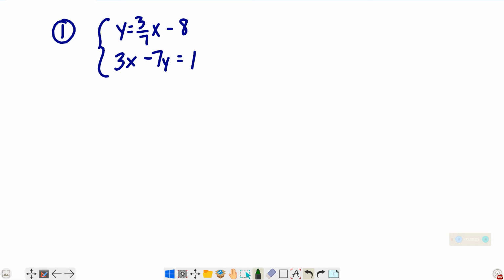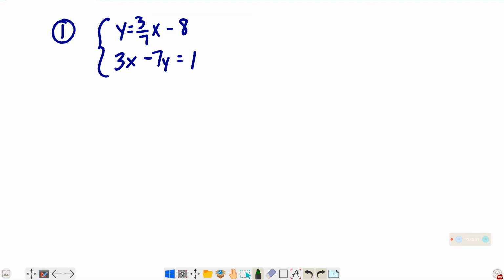In these three problems, we are asked to determine the nature of the solution to each system of linear equations. This is problem 1. The first equation is already written in slope-intercept form because it has y by itself. To determine how many solutions it has, we want to look at the slope and the y-intercept, so they need to be in the same format.